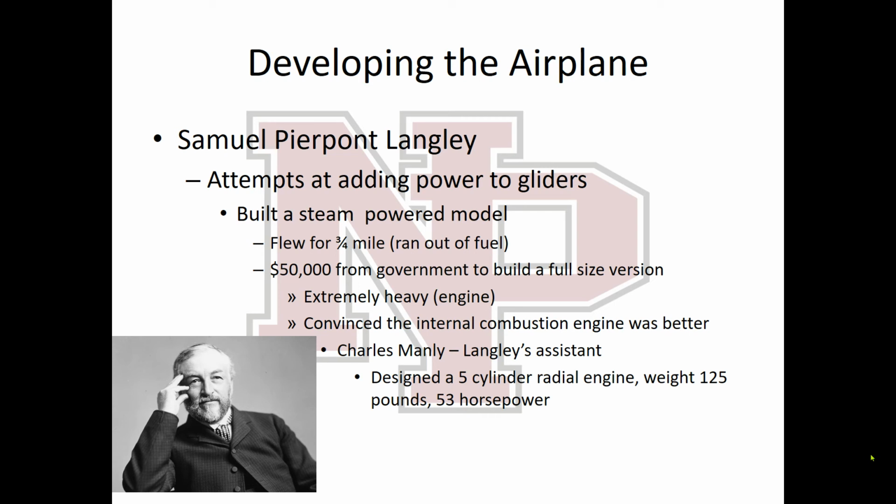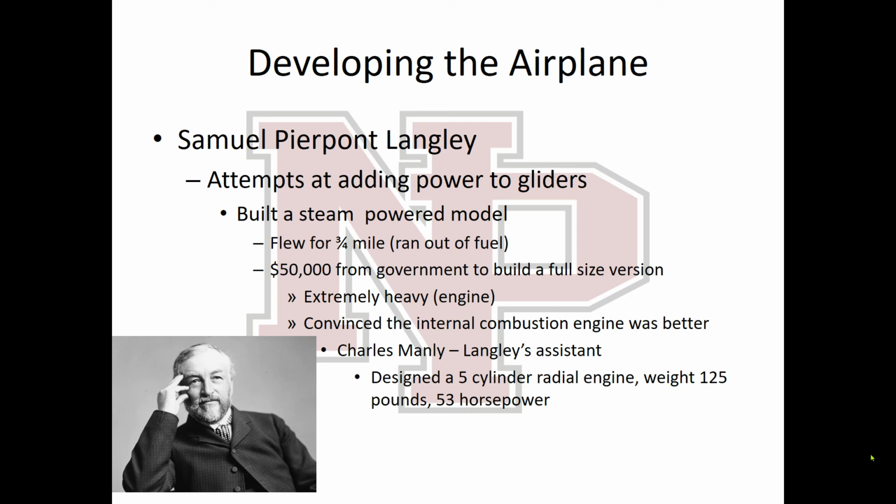Cylinders mean there are pistons in there. So it had 5 of them and weighed 125 pounds. So it weighed less than a typical adult man at that point in time, right? And it was 53 horsepower. So that's what Charles Manley contributed to Langley's attempts to put power on his gliders.